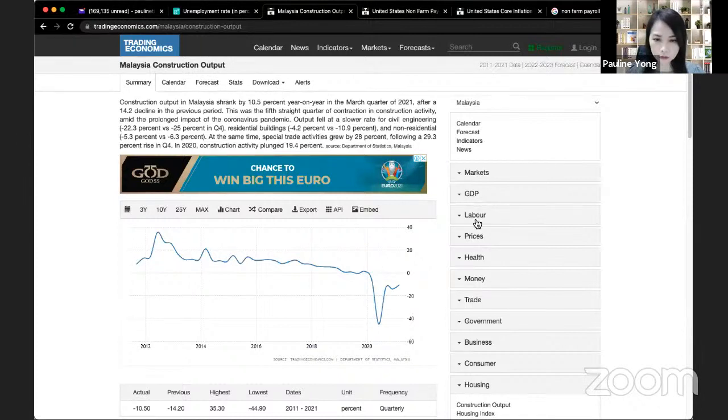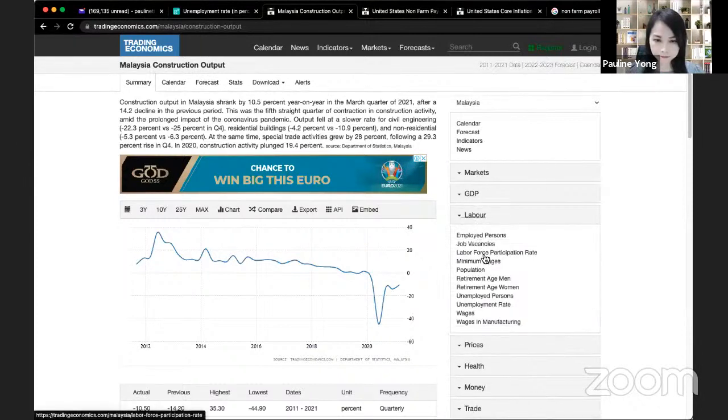So let me show you the unemployment rate. Over here, this is Trading Economics, under Malaysia. You can see that we have the calendar. You can click on the calendar and see what will be announced. There are dates for certain data to be announced. And then you can look at the markets. The markets refer to the stock market, the GDP figure, and the labour figure will be the unemployment. Okay, so let's take a look at the unemployment rate.